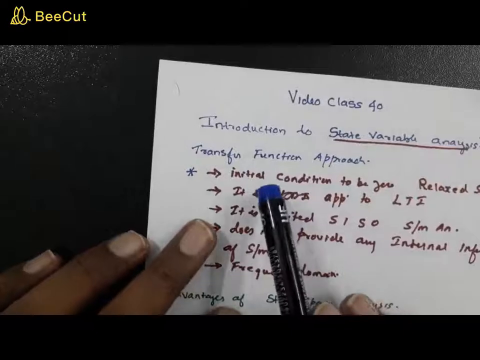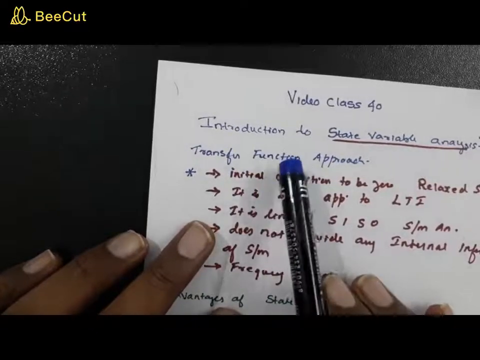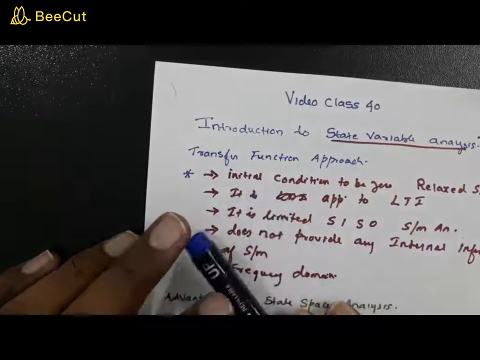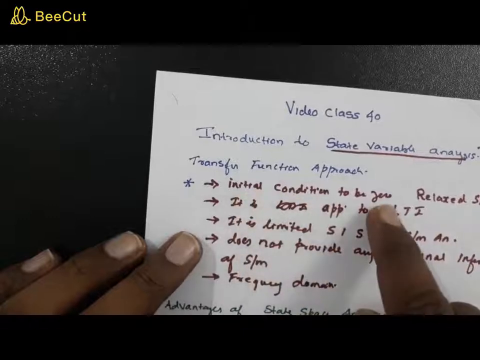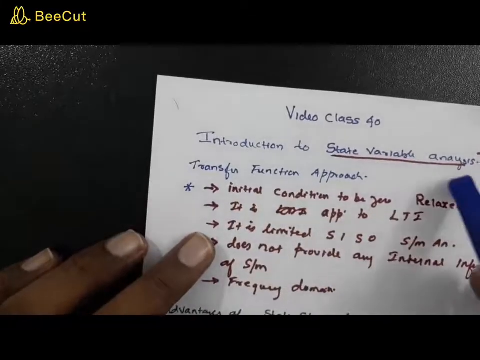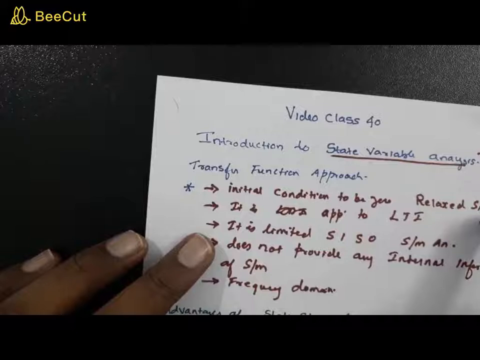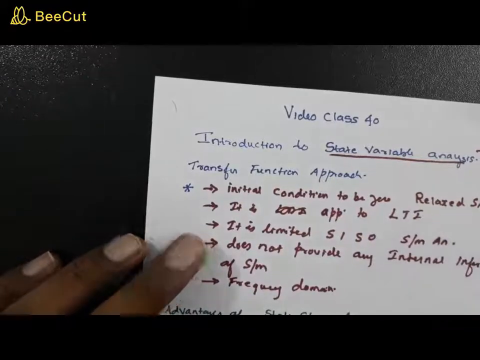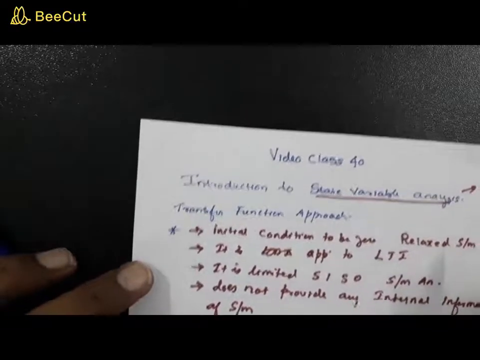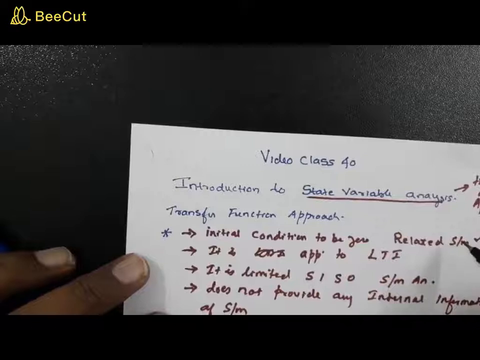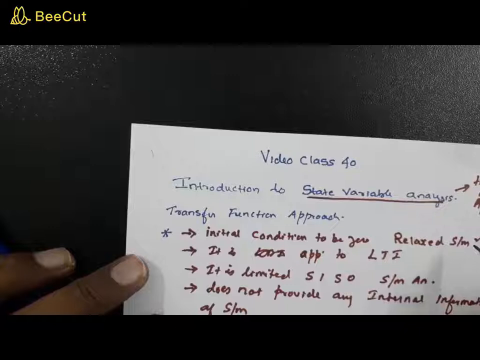Number one, the initial conditions. The transfer function is defined in such a way that the initial conditions are set to 0. That is, the transfer function is defined only for a relaxed system. Now, as far as a practical system is concerned, we know that in a practical system you have initial conditions, so that has to be considered. So the transfer function will not be accurate if the initial conditions are not considered.